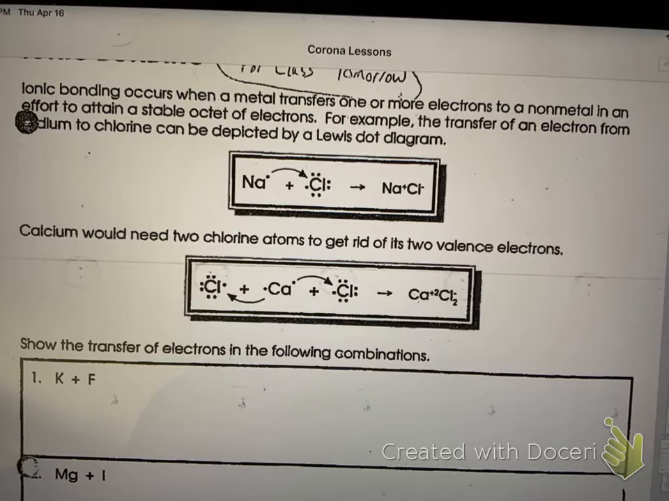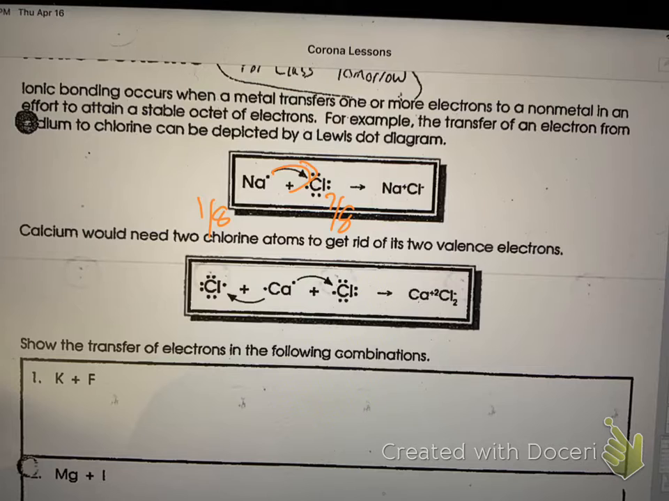So you've got 1 out of 8, and you've got 7 out of 8. It's much easier to go and give away 1 than it is to find 7. Whereas with chlorine, it's already at 7. It's much easier for it to find 1 than give away 7. So sodium wants to give away an electron, and chlorine wants to take an electron. So when that electron gets moved over, the sodium ends up being a positive charge and the chlorine ends up being a negative charge.